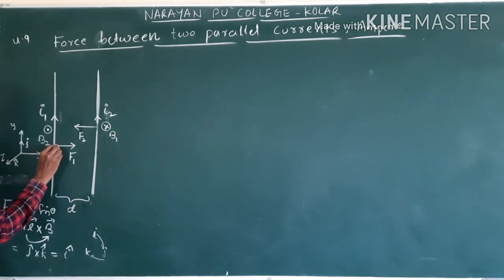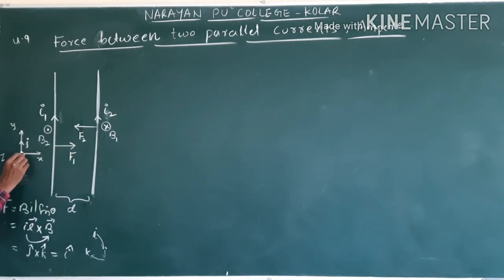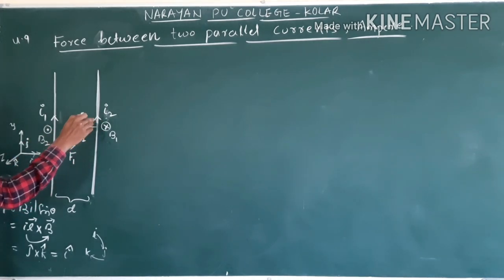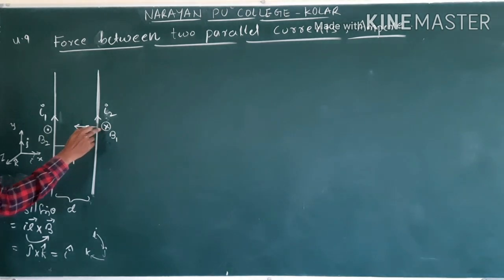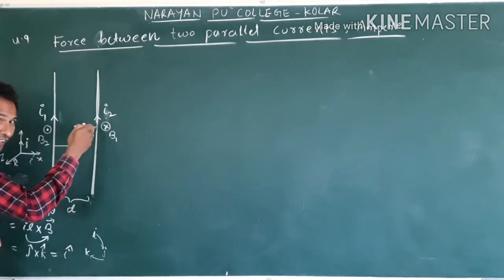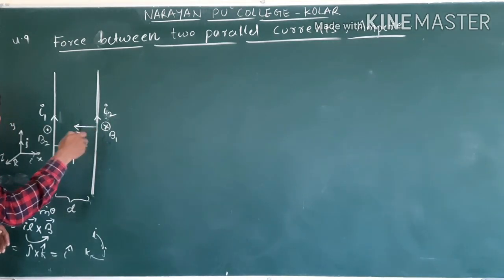So this force will act along which direction? X direction. Positive X direction. We got positive I. Understand? Come to this point. Current element direction is not changed, but field direction changed. Here field is coming out. We taken plus K. Here field is moving in. So we will take this as minus K.